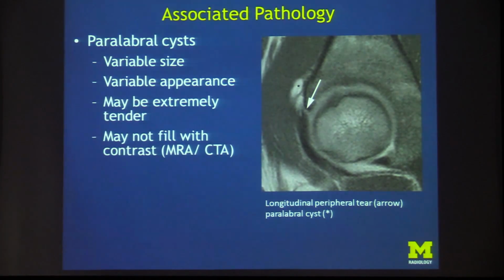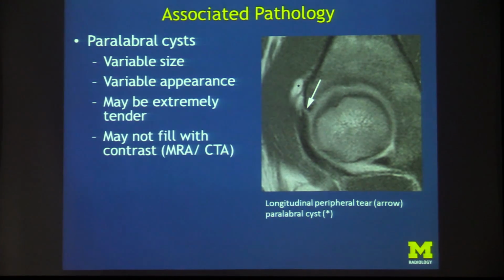There's also associated pathology. Here's an MR arthrogram. There's contrast in the joint. It's sagittal. You can see this fluid-filled cleft along the anterior superior labrum, a labral tear. But then you can see this multilobular fluid signal lesion here. This is a paralabral cyst, which are associated with labral tears.